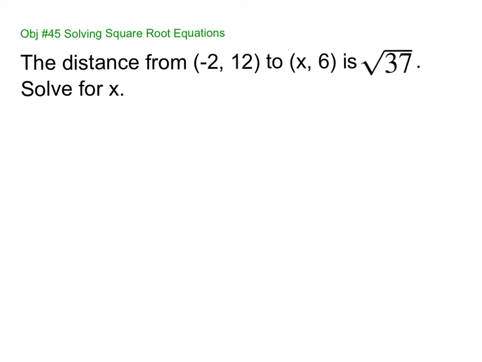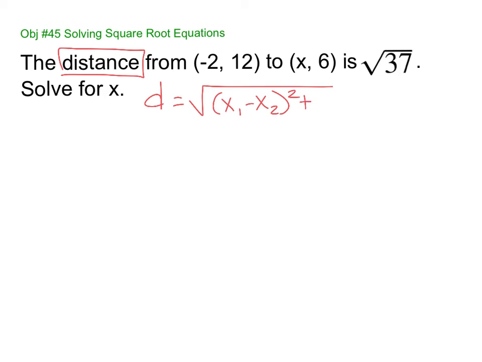Okay, so now we're getting into something quite a little different. We're going to use the distance formula. If you remember the distance formula, it's the square root of x1 minus x2 squared plus y1 minus y2 squared. Once you know that, this is actually not that hard. They're saying the distance from -2, 12 to x, 6 is root 37. So my distance is root 37.